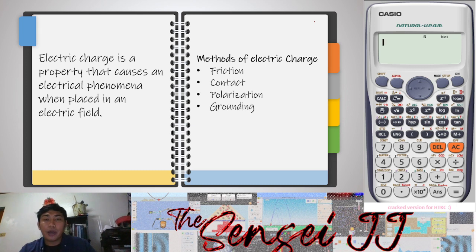Okay? So we have methods of electric charge. We have friction, contact, polarization, and grounding. So when it comes to methods of electric charge, when we charge particles or when we charge an object, we have these types of charges.